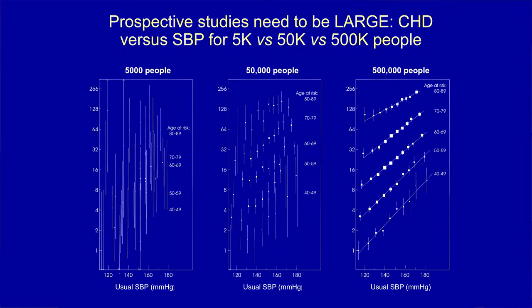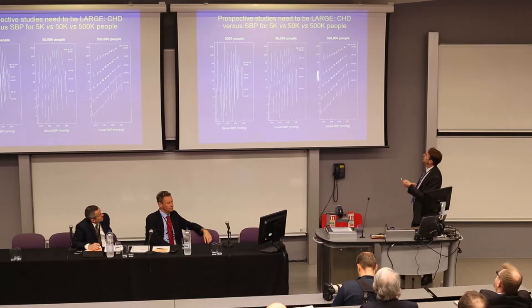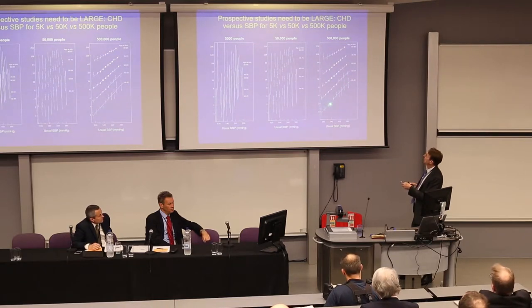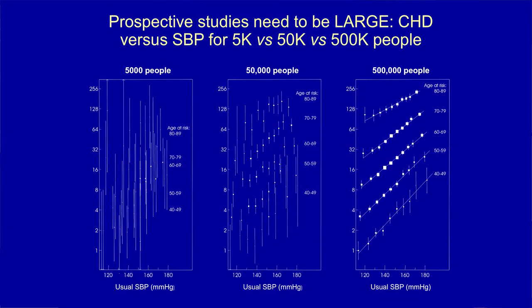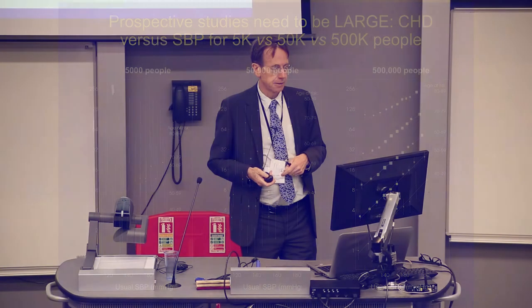Focus the whole thing with 500,000 individuals, and you get these beautiful log-linear associations, because it's a doubling scale. Steeper at younger age, so in relative terms, an interaction, stronger association at younger age. But the absolute risk is obviously higher at older age, so in absolute terms, the interaction is the other way around. But you see these continuous relationships, I think, illustrating the power of scale.